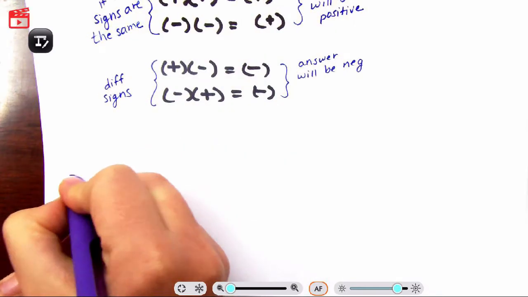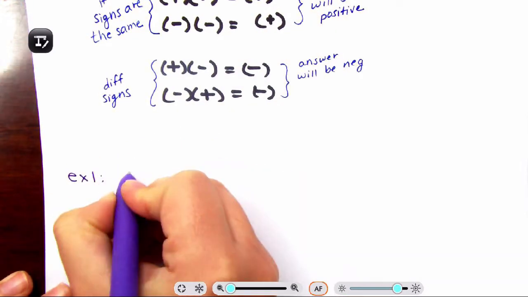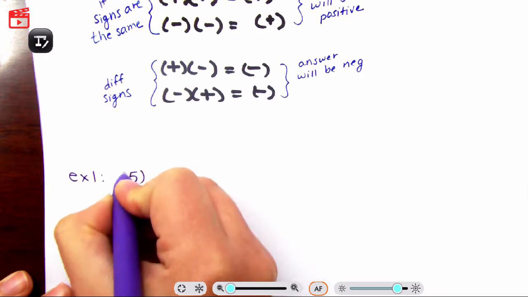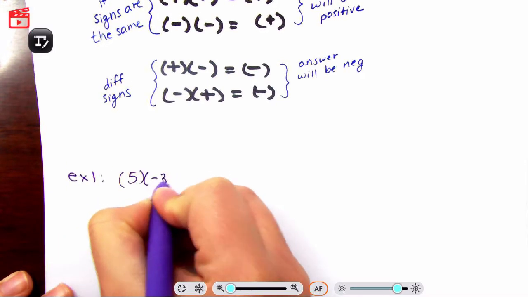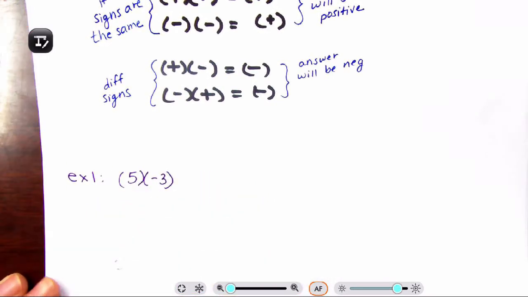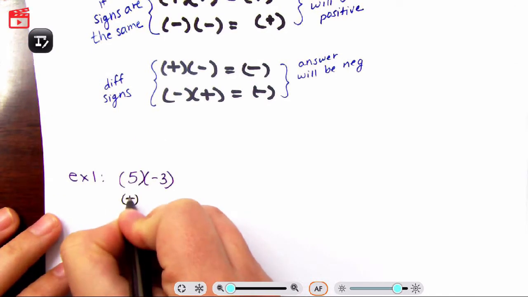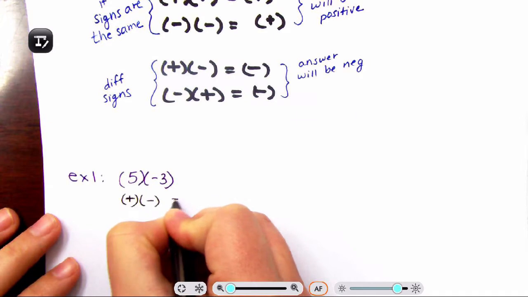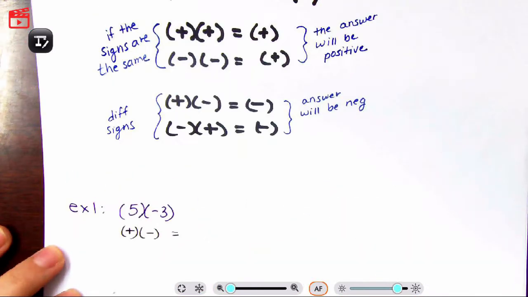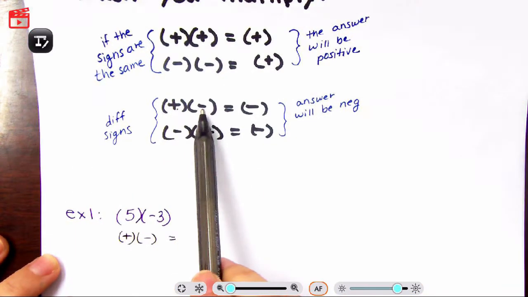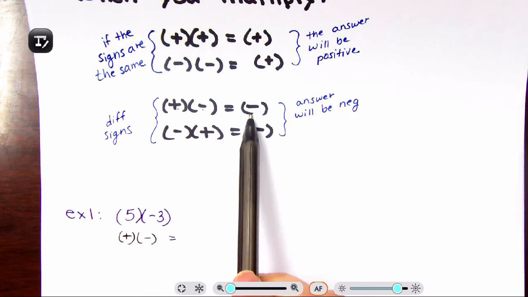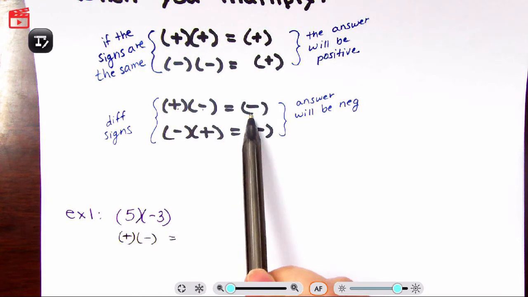So let's say we have 5 times negative 3. So that means I have a positive times a negative. So I'm looking at my cheat sheet. Here's my cheat sheet right here. I have a positive times a negative. My answer will be negative.